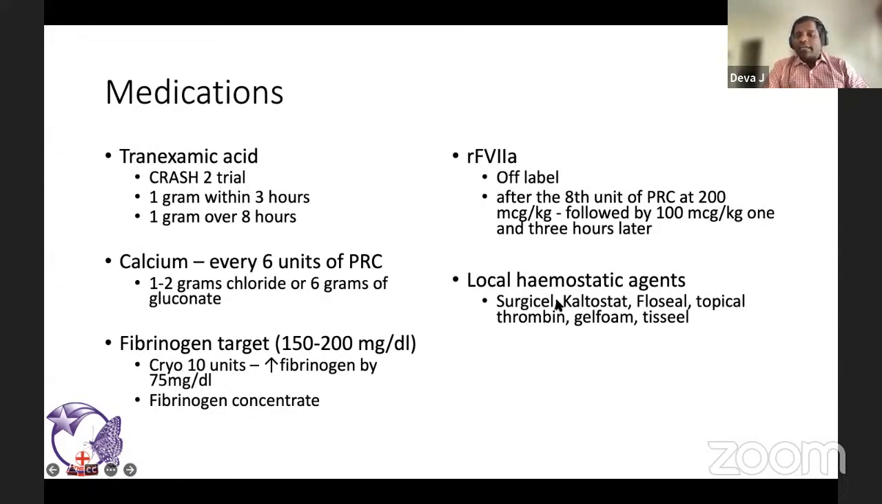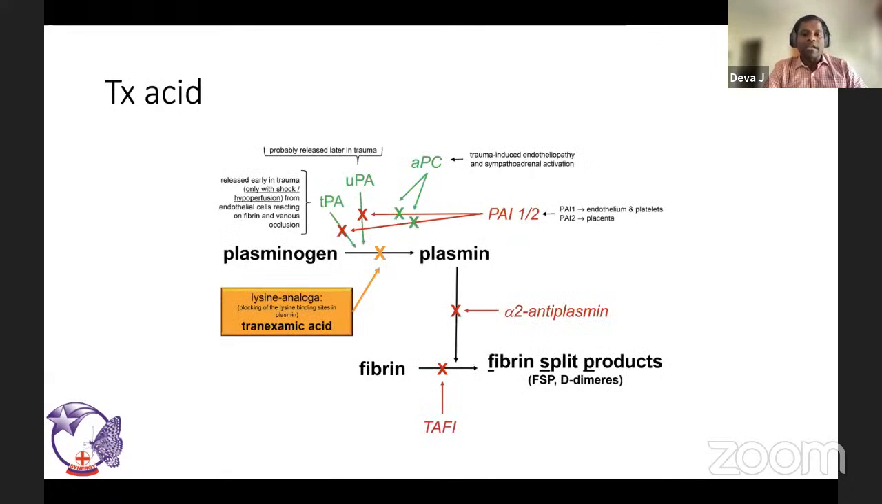Also, the local hemostatic agents. I mean, you're all anesthetists. You all know about these things: Surgicel, Caltostat, Flow Seal, topical thrombin, gel foam, Tisseel. They're all local hemostatic agents which the surgeons use routinely in your theaters. They can be used on open wounds to reduce bleeding from the wounds. So that's about medications. How does tranexamic acid work?